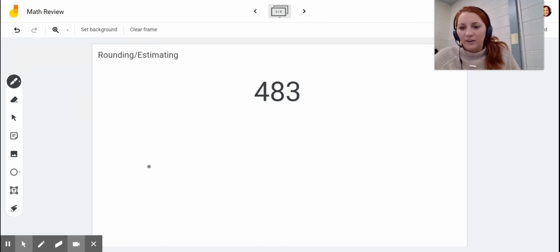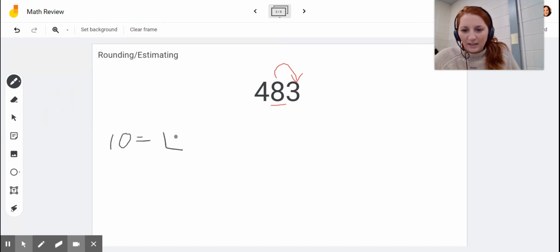Let's round to the nearest 10, 483. In order to round to the nearest 10, what's the first thing I need to do? You're right, I need to find the number in the 10 spot. So I underline the 8 because it's in the tens, draw an arrow to the number in the ones. 4 or less, let it rest. 5 or more, raise the score. 3 is less than 4, so we need to let it rest. Very good.